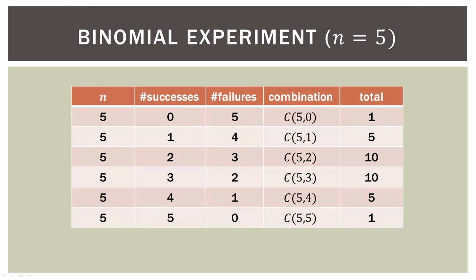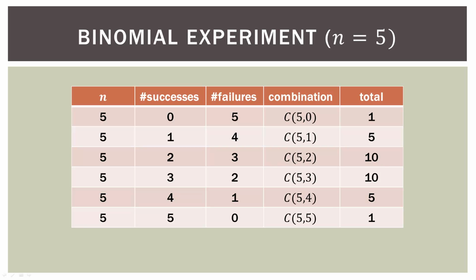So let's go ahead and fill out our chart. This is for every combination of success and failure. So in the first column we have n, which is our number of trials. That's always 5. In the second column we have the number of successes. So 0, 1, 2, 3, 4, and 5. Now the number of failures is the difference. So if we have 0 successes, we have 5 failures. If we have 1 success, we have 4 failures. If we have 2 successes, 3 failures, and so on.